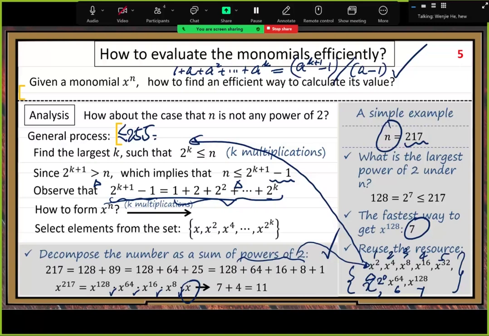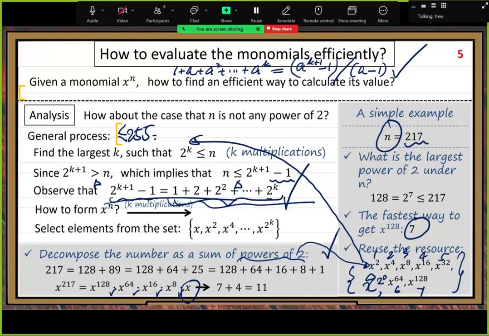But how to see that? We use geometric series here. Geometric series here, for the largest number we need, we use all the resources in the pool, right? You can see here we use all the terms in the pool. So we get 255. You don't miss anyone. You use all of them. You get 255.